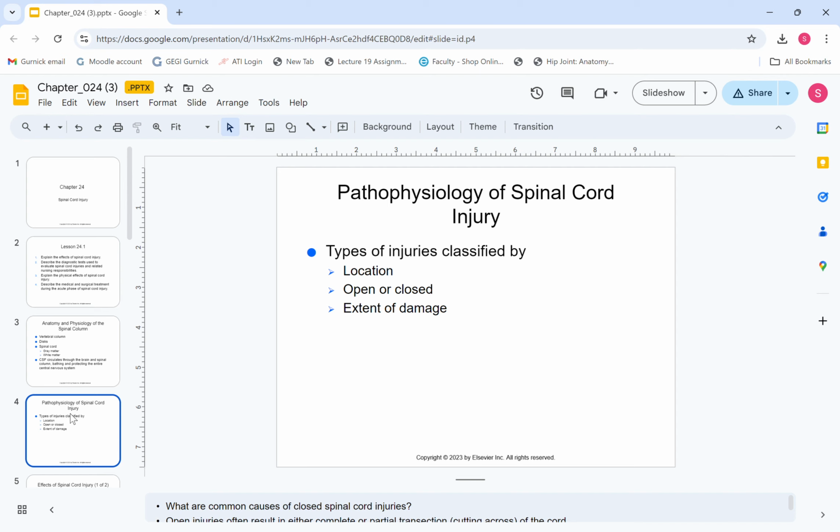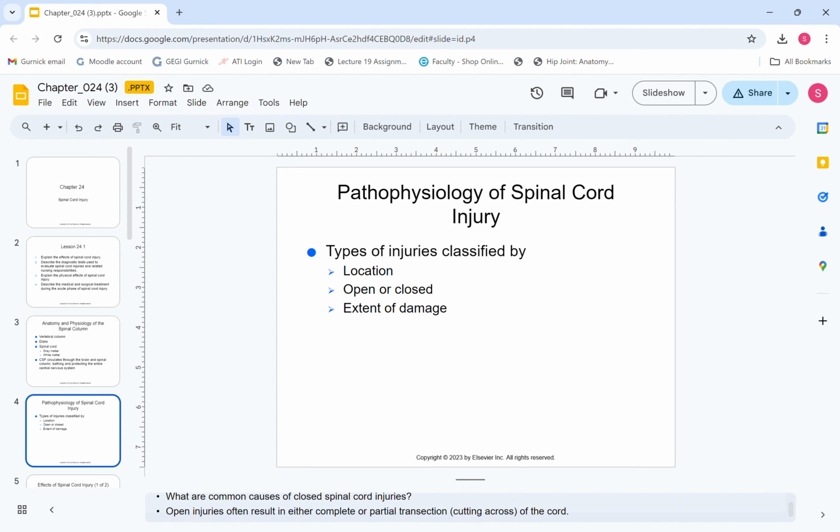All right, what could be an open wound? Maybe a gunshot. Maybe a motor vehicle accident where the skin is opened, but you also have a spinal cord injury. We can also classify an injury based on the extent of damage. We could say it was mild, severe, extensive. We could also classify an injury whether it's partial or complete.